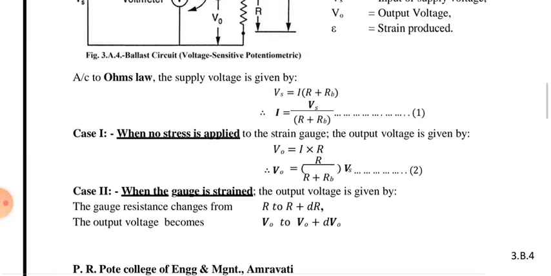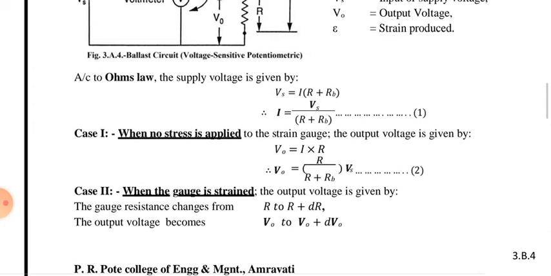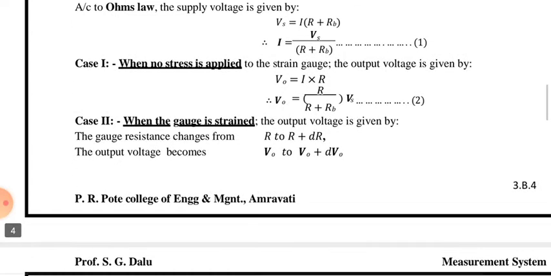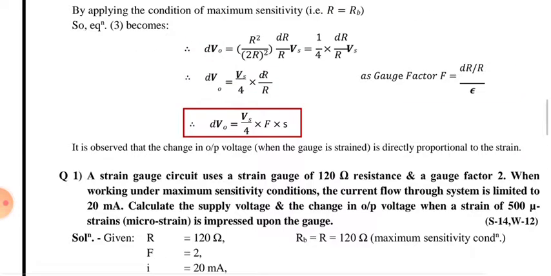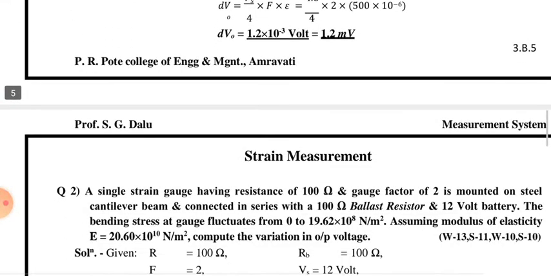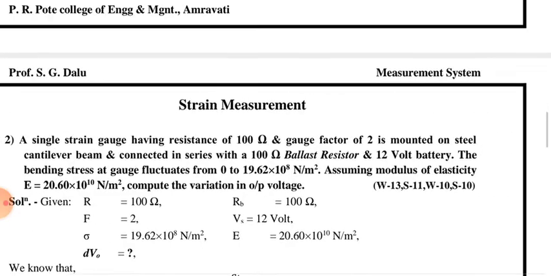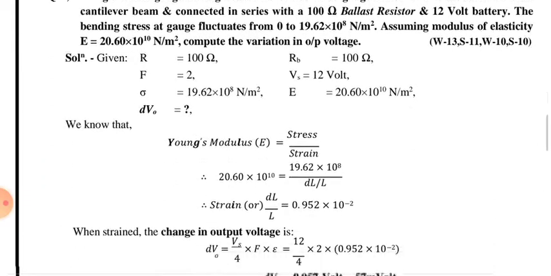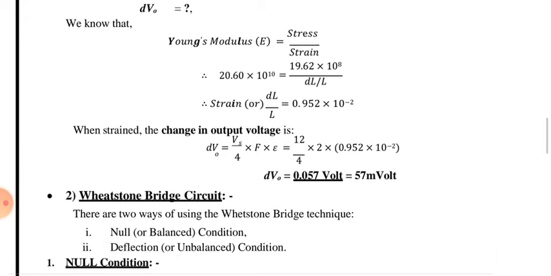So here you can understand what the ballast circuit is, and how it is used in no stress condition and strain condition. Then we derived that the change in output voltage equals Vs upon 4 into gauge factor into S. Instead of S there is a correction, which is epsilon. dVo equal to Vs by 4 into gauge factor into epsilon. On that derived expression we have solved two numericals. In the first numerical we calculated the change in output voltage, and in the second numerical also we calculated the change in output voltage.